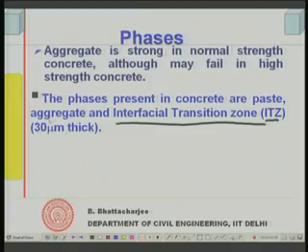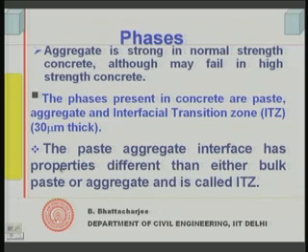One is the aggregate, second is the paste, third is this phase, the matrix and aggregate interface, or paste aggregate interface, which we call ITZ, interfacial transition zone. Why do we call it a transition zone? Because properties differ from the aggregate to the bulk paste. So, there is a change, right. Aggregate has some kind of property which is different from the bulk paste, and the bulk paste has a different property.